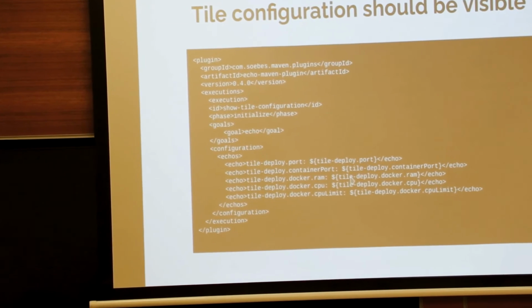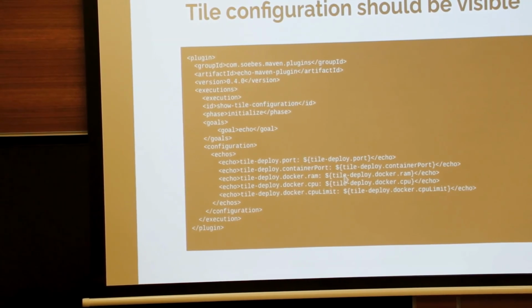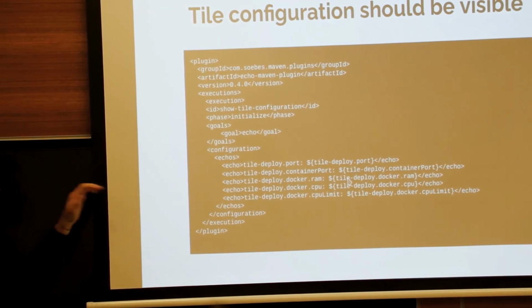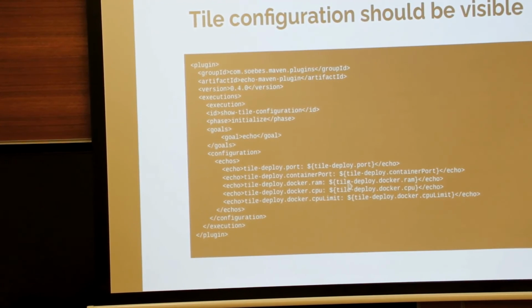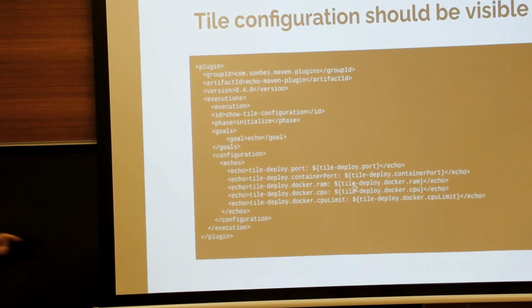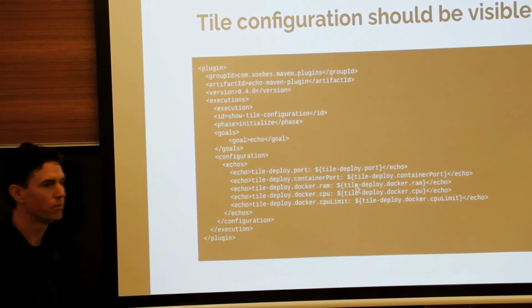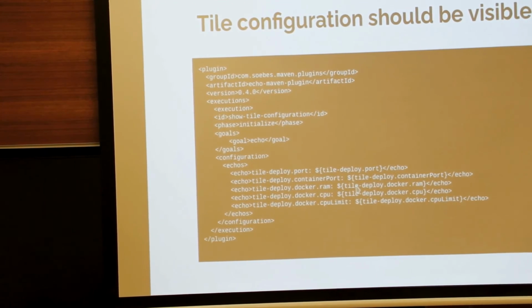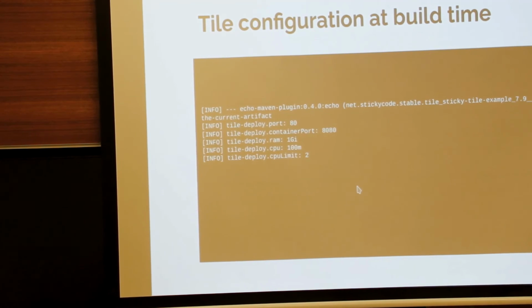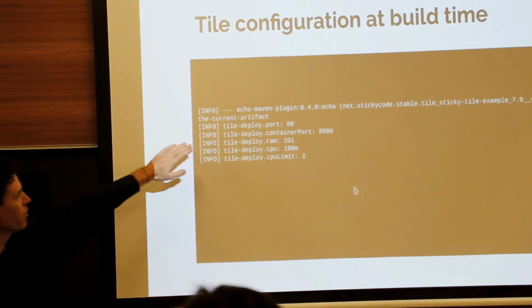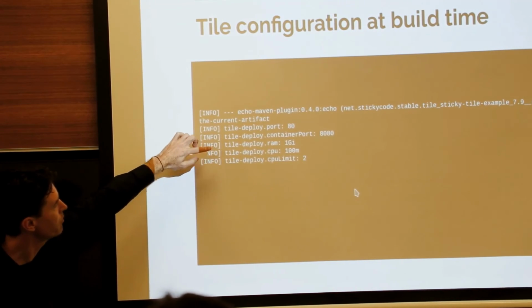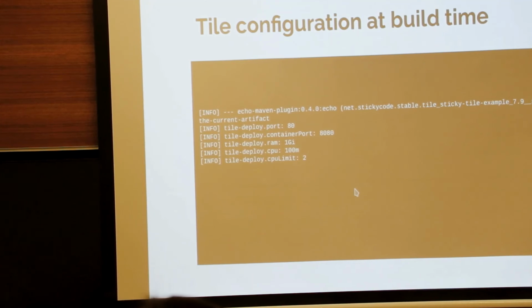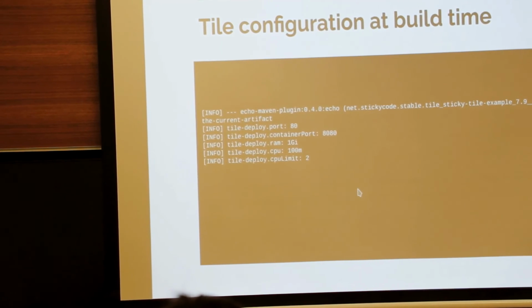And it's good to have the configuration visible, we want to see what it is. So we use a Maven plugin, and at the beginning of the build process, we print out that configuration. So you can see these are the configurations that are being used, and if you want to override them, then you just need to set these properties in your POM. And so it looks like this when it runs. It says the port is 80, the container port is 80. I'm using 1 GB RAM, 100 millicores of CPU, limited to a maximum of 2 CPUs.